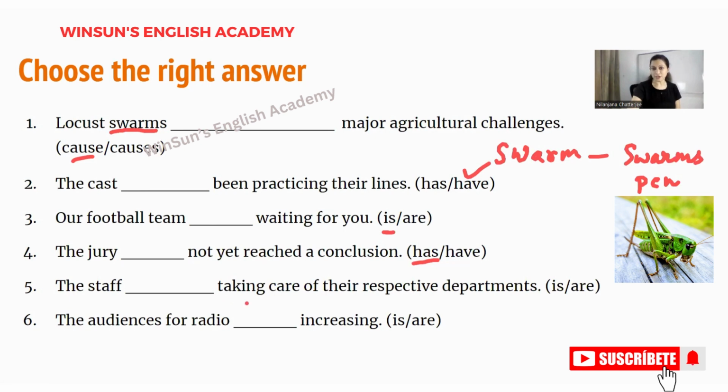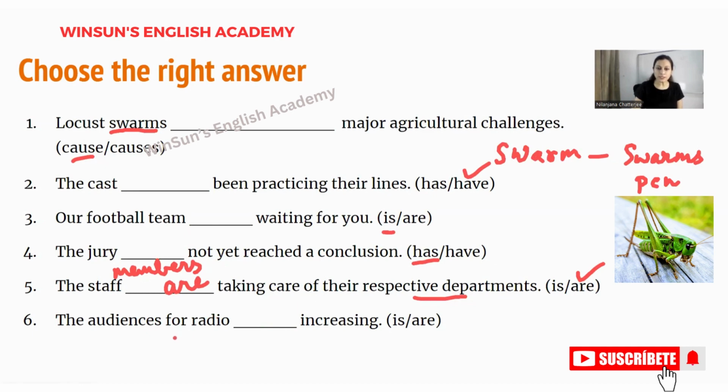The staff dash taking care of their respective departments. Again, respective departments means different departments, many departments. So many people, many actions. They're performing different actions as individuals. So many means plural, right? So the staff, and here if I add members, will it be easier for you? The staff, the magic word, members, the staff members are, okay, are taking care of their respective departments.